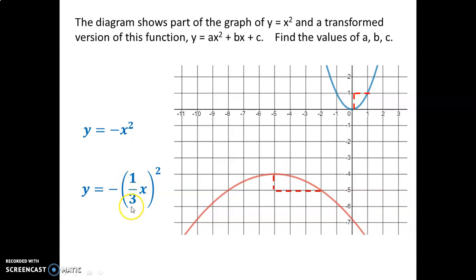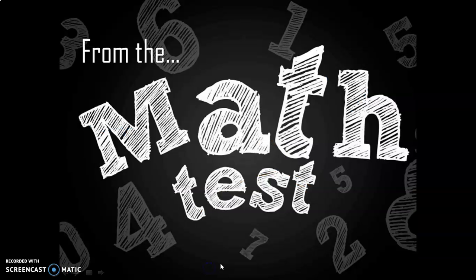1/3. And then it needed to move. So again, I've already done the reflection. I've widened it. Now I need to move it. It needs to move like this and like that. So that's plus 5 for the x because it goes minus 5, and then down 4, and it's down 4 here. So there's our equation.